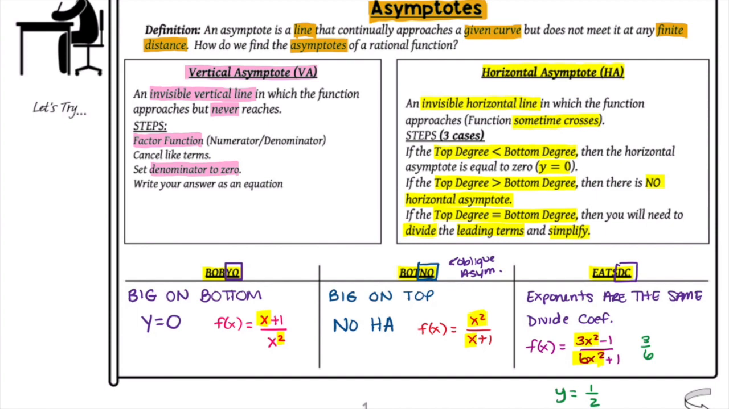The horizontal asymptote is always a horizontal line, so it's always going to be a line that says y equals. A vertical asymptote is always going to be a vertical line, which is always going to have an x equals value. So let's take a look at our examples.